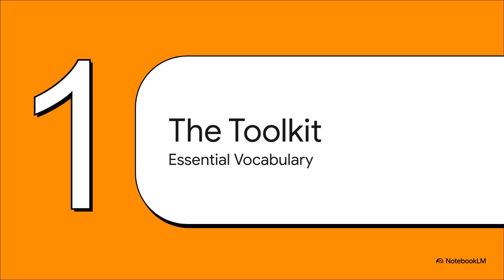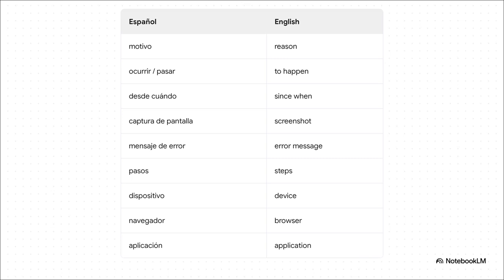All right, first things first, let's build our toolkit. Think of these as the fundamental building blocks for our whole conversation. If you get these words down, everything else is going to fall right into place. Okay, here are the core words for our toolkit. I'll say the Spanish word, and you can see the English meaning right next to it.